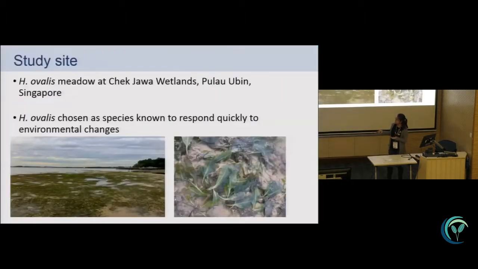For this study, it was conducted between August 2017 to January this year, and it was done at the H. ovalis meadow at Chek Jawa, which I think some of you will be visiting tomorrow. It is located on Pulau Ubin, which is an offshore island located on the northeast of Singapore mainland. H. ovalis was chosen as the study species as it is known to respond quite quickly to environmental changes due to their high turnover rate, as well as it being one of the most common species in Singapore.